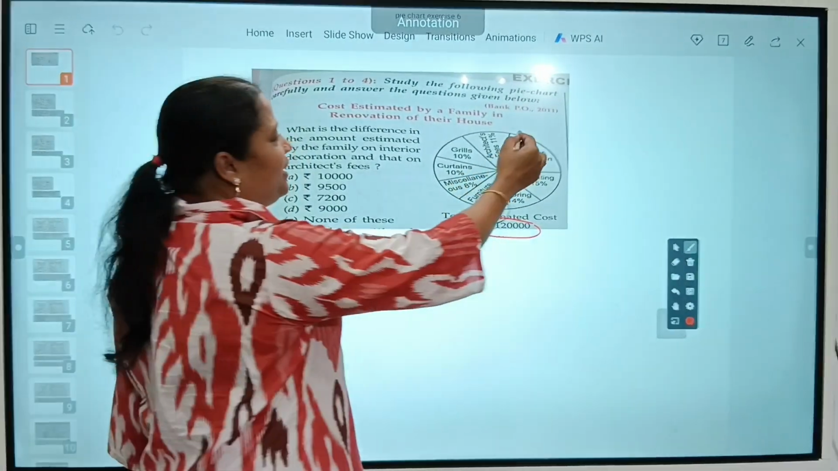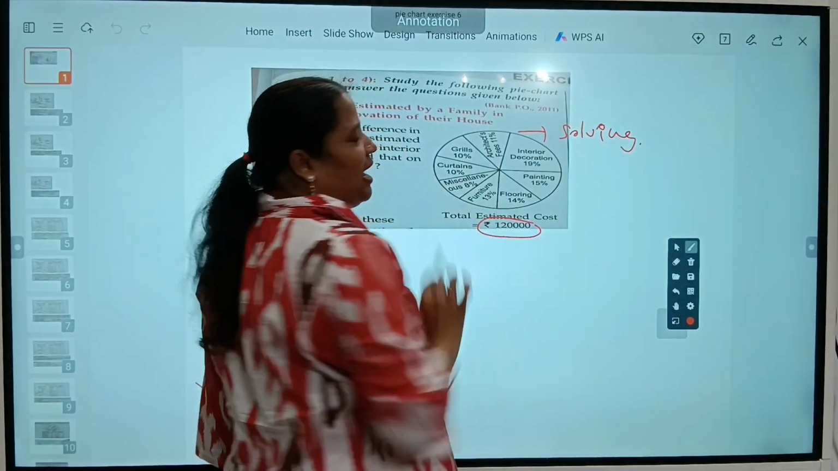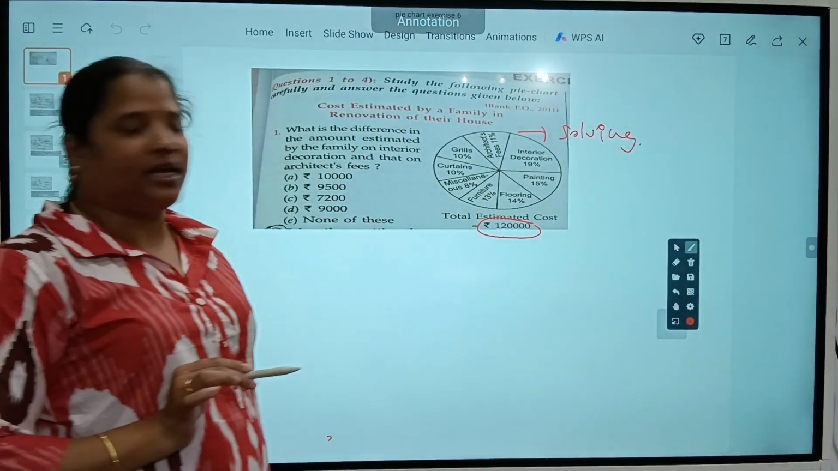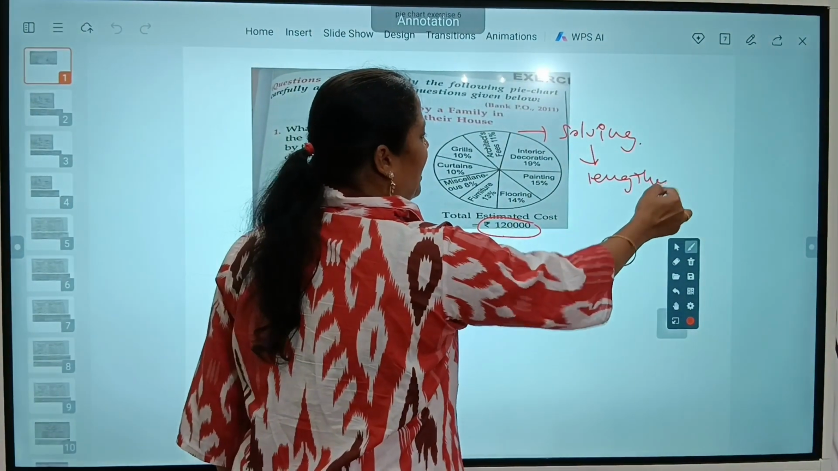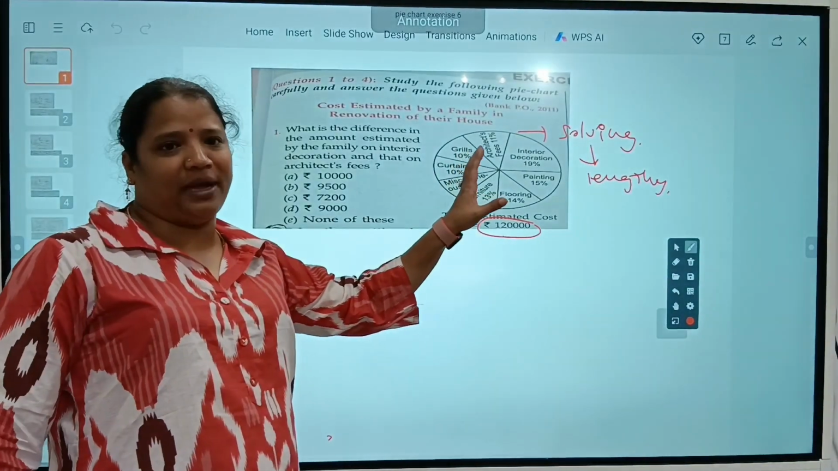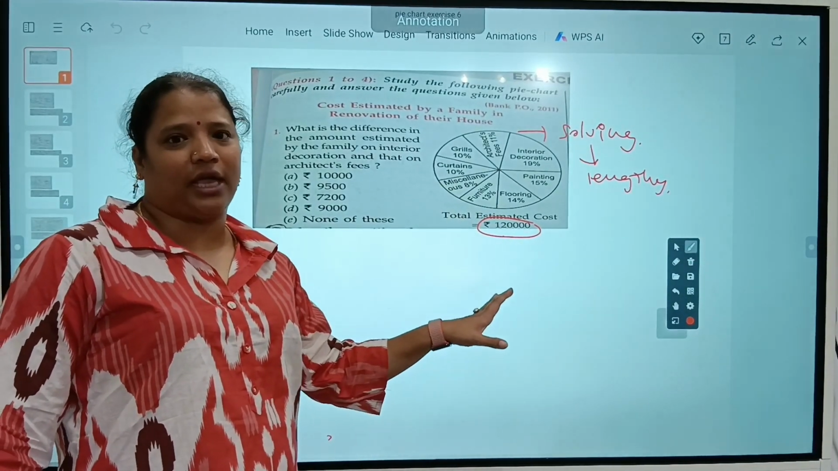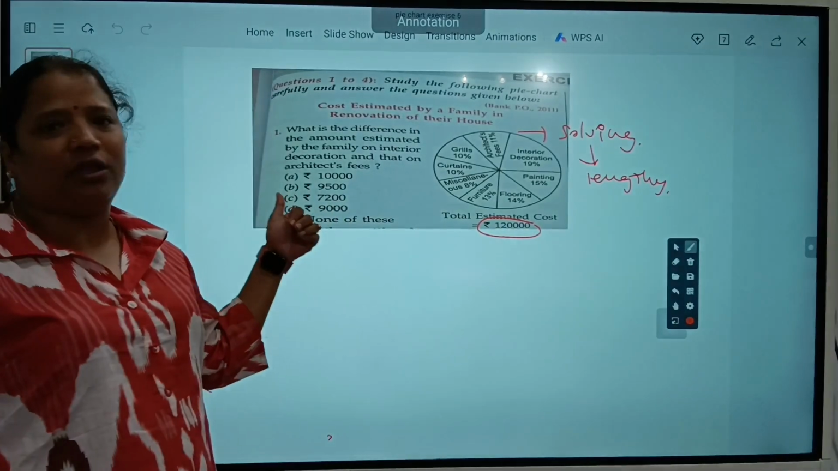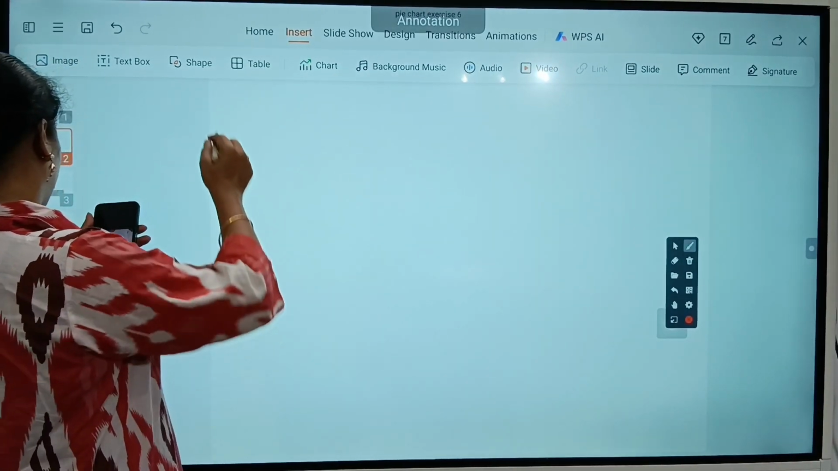Before solving this pie chart, I don't want to calculate everything on the board because it is taking a lot of time and the video is going to be lengthy. That's why I have already solved the pie chart. I will note the points directly. You note down the table, then we will go to the first question. You have to see the pie chart, then only you will understand the table.